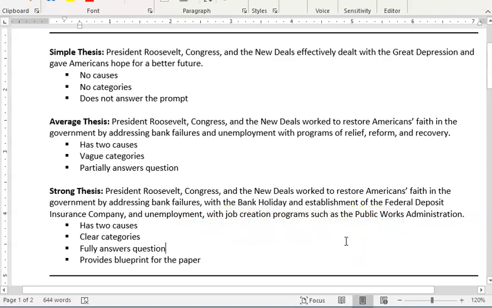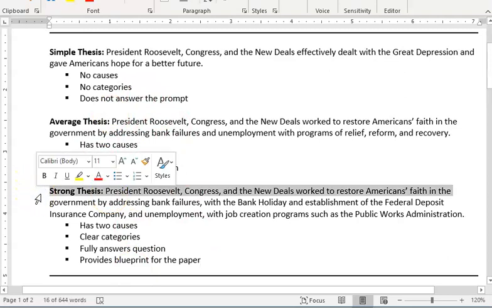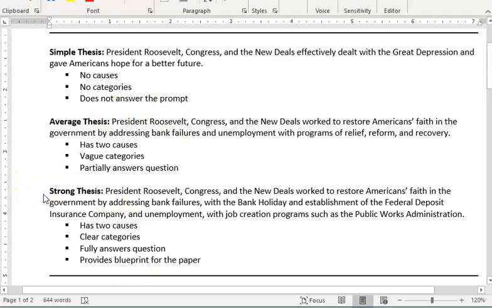Okay, so when you look at this one, President Roosevelt, Congress, and the New Deals worked to restore Americans' faith in the government by addressing bank failures with the bank holiday and the establishment of the FDIC, and unemployment with job creation programs such as the Public Works Administration. You have 2 causes, bank failures, unemployment. You have categories, right? These are the things you're going to talk about in your paper. So it fully answers your question, provides a blueprint. Okay? These are the 3 types of thesis statements that I saw. We want to go to strong. Answer the question and establish your categories.